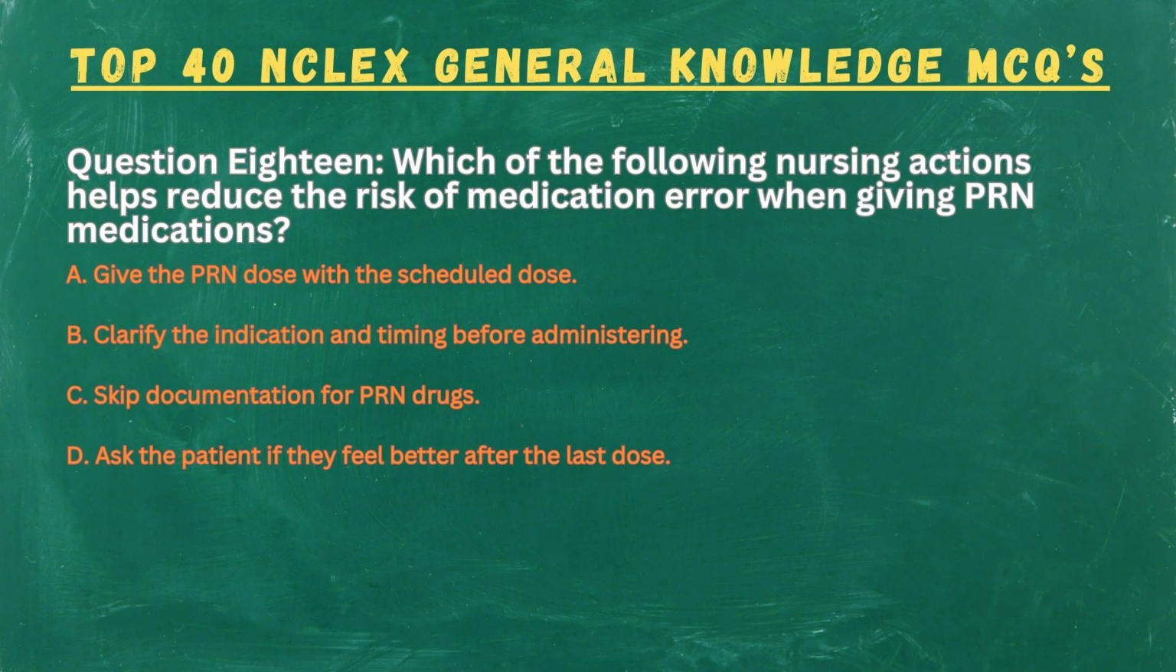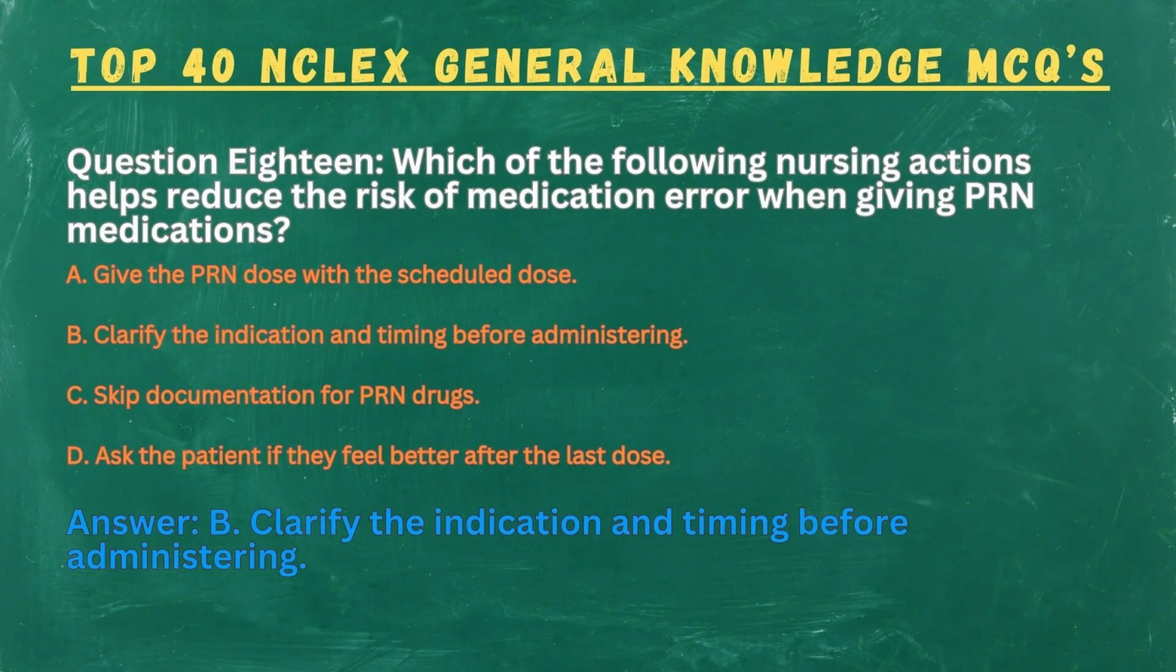Question 18. Which of the following nursing actions helps reduce the risk of medication error when giving PRN medications? A. Give the PRN dose with the scheduled dose. B. Clarify the indication and timing before administering. C. Skip documentation for PRN drugs. D. Ask the patient if they feel better after the last dose. Answer: B. Clarify the indication and timing before administering.